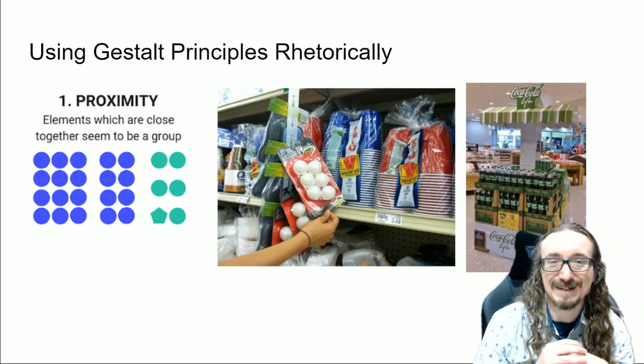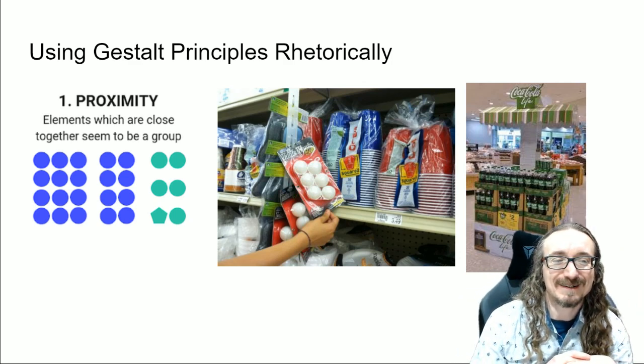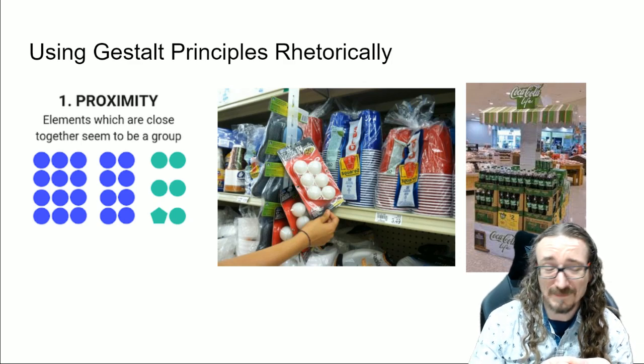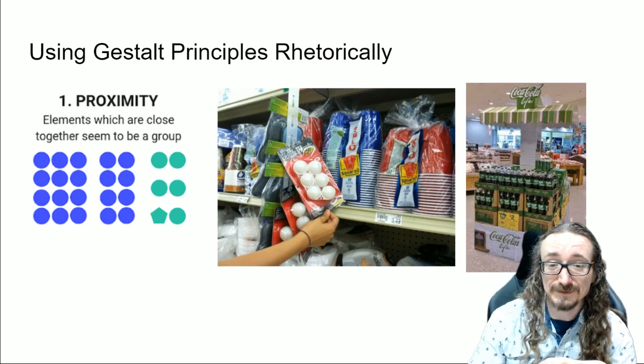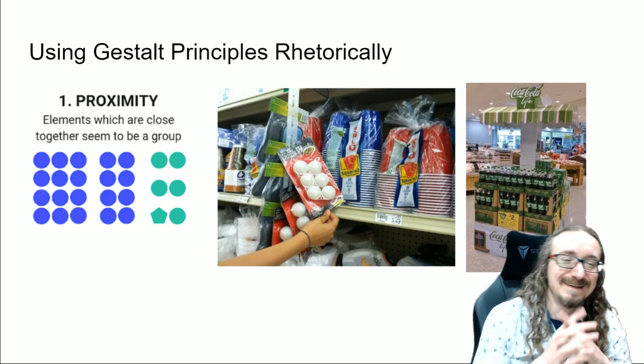And over here is another example you might see, Coca-Cola Life. I guess it's some kind of healthy version of Coca-Cola, supposedly. But look at where it is in the store. It's over there by the fresh vegetables and fruits. The suggestion is that this must be healthy, because it's over here with these healthy foods.